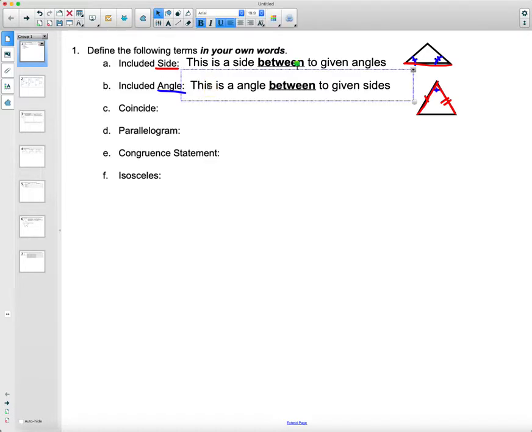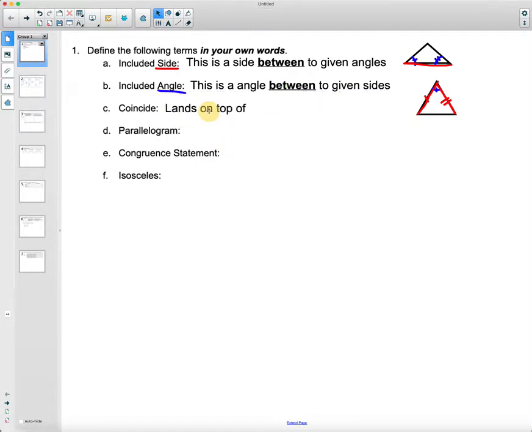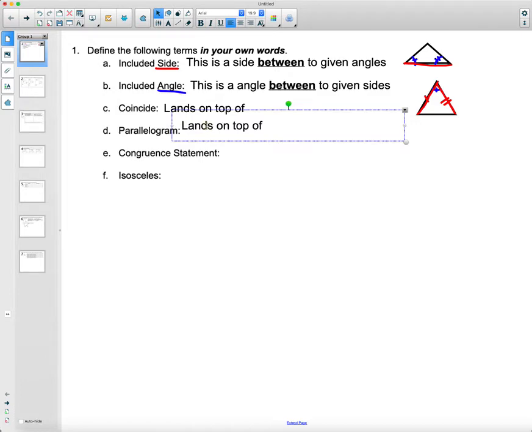Coincide means lands on top of something like that. So if two vertices coincide, they're right on top of each other. Parallelogram, okay, in your words again. So maybe you say a four-sided figure, maybe you say a quadrilateral, but a quadrilateral with two pairs of opposite sides parallel.